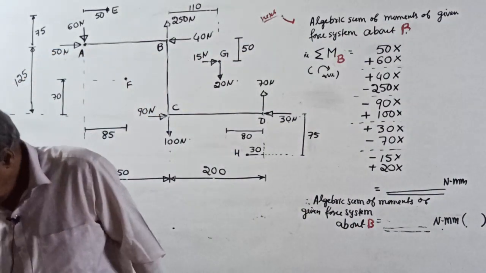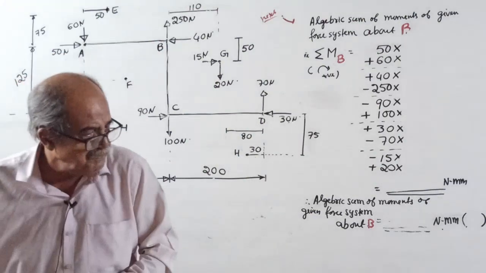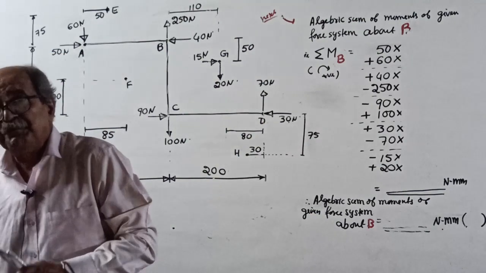I will use a green color, some other color. This is not for you. It is for my personal information. Where is the green color? Is here. You don't worry. This is for my personal information.